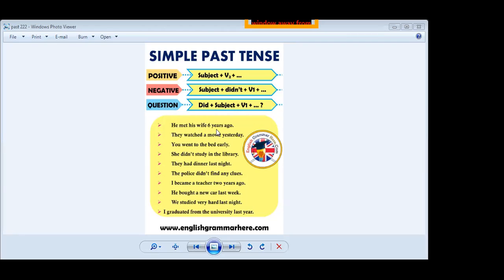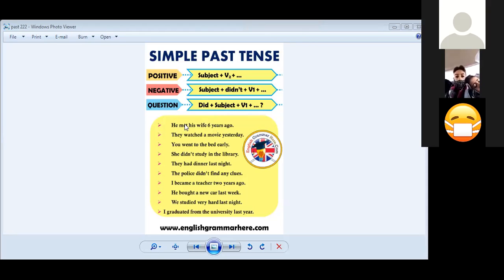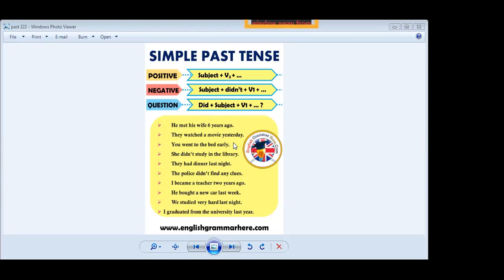He met his wife 6 years ago. So 6 years ago is a key word that tells us that this sentence is in the past. So here you have to use verb 2. He met, verb 2, okay? They watched a movie yesterday. Yesterday is a key word that tells us that you have to use simple past. So here we have watched in simple past, okay? They watched, okay, student? So in this way, you can make a positive sentence in the past tense, okay?